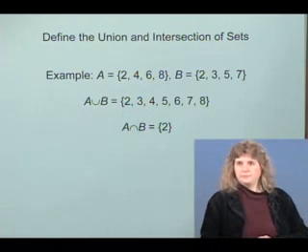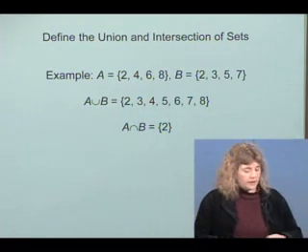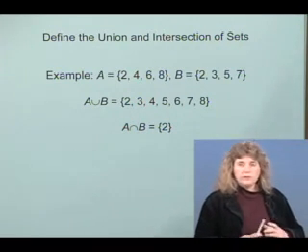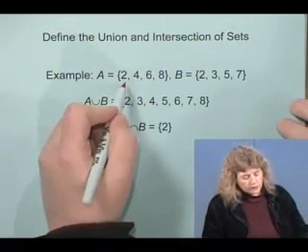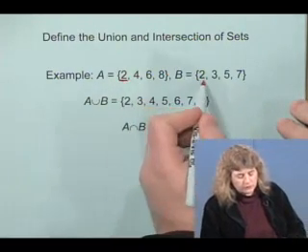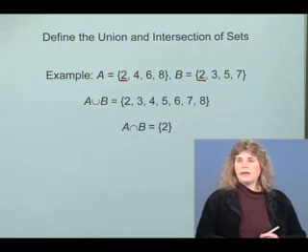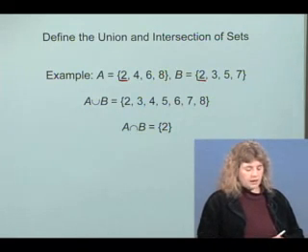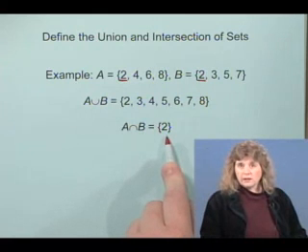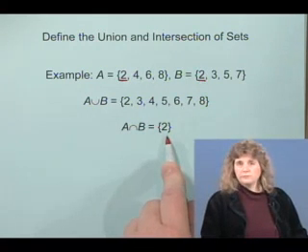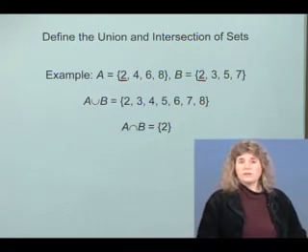If we look at the intersection, we must find those numbers that are in both sets at the same time, and the only number we have that does that is the number 2. It lives in both A and B at the same time, and so the intersection is a set with exactly one element, the number 2. That's the end of this example.